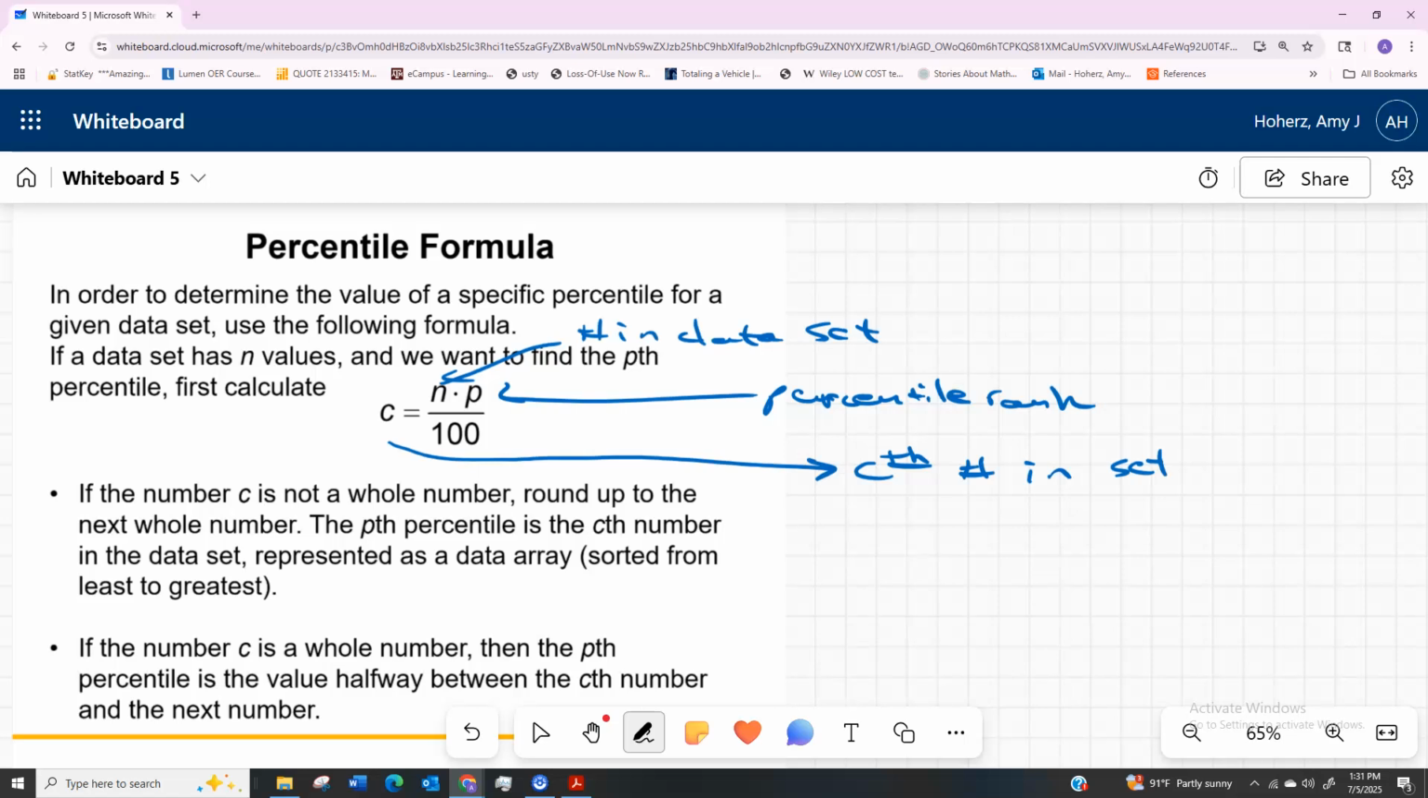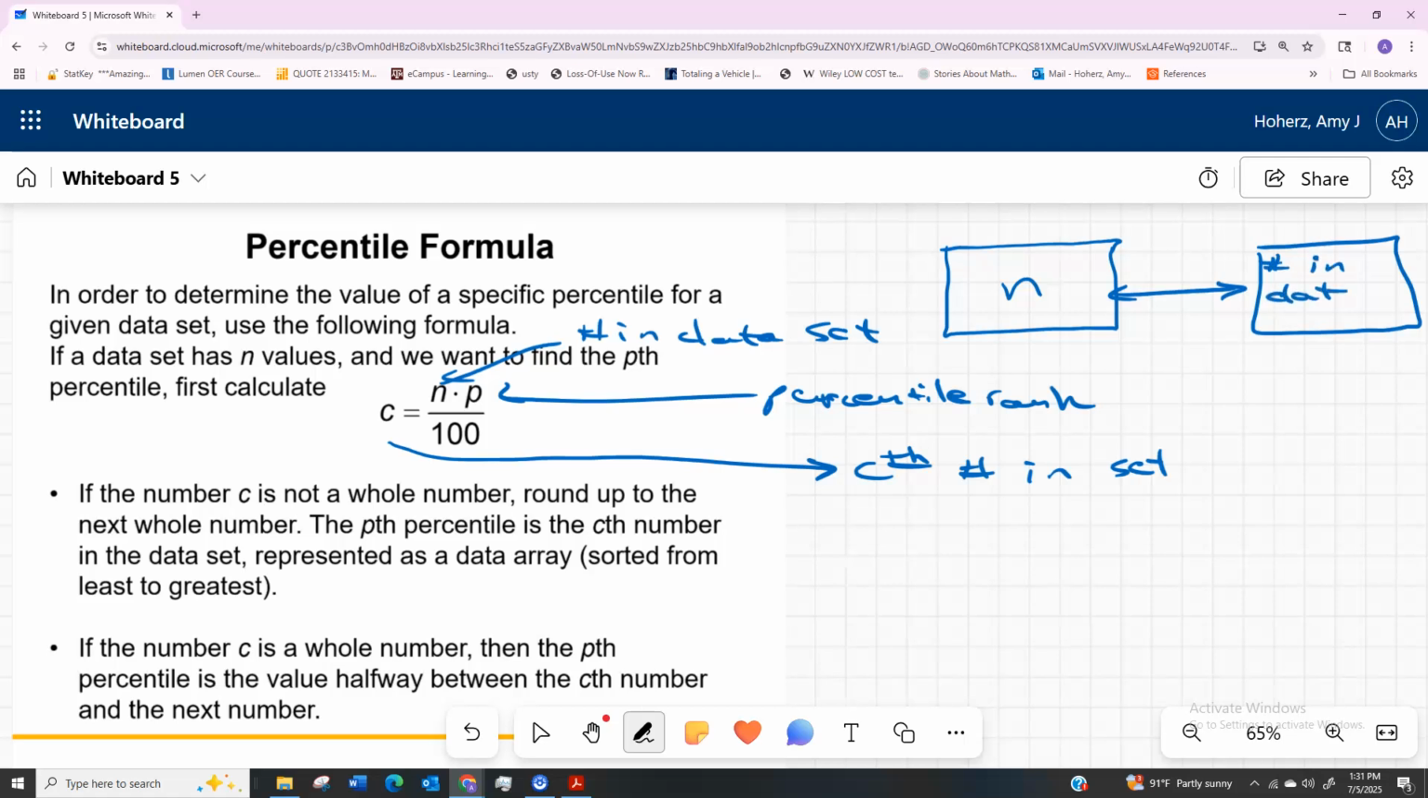Also, as far as your index cards that you're building, we really want to include N. And so N is the number in the data set. We're going to use that all through the rest of the book, so that would be a great thing to add to your index cards.